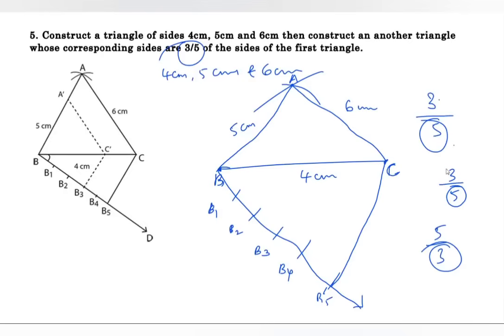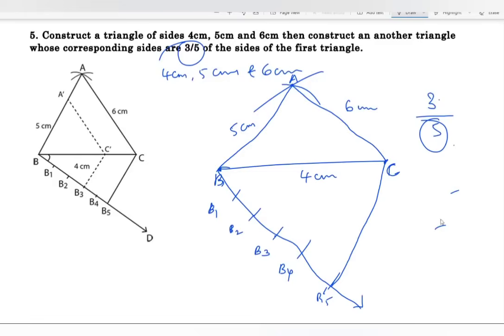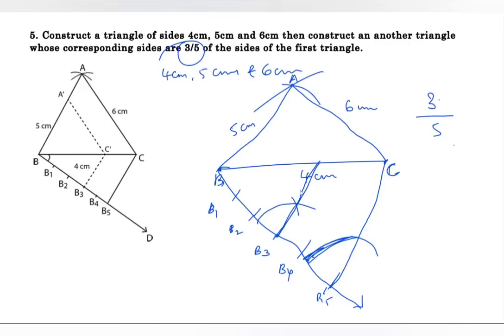Next, which point should be joined? The point B3 or B5. B5 should be joined because the question is 3 by 5. So I have joined the point B5 to C. Now from B5, cut an arc with the same length. From point B, cut an arc, measure this arc length using compass and cut an arc, join it. Join B3, pass a line through from B3, cutting an arc.